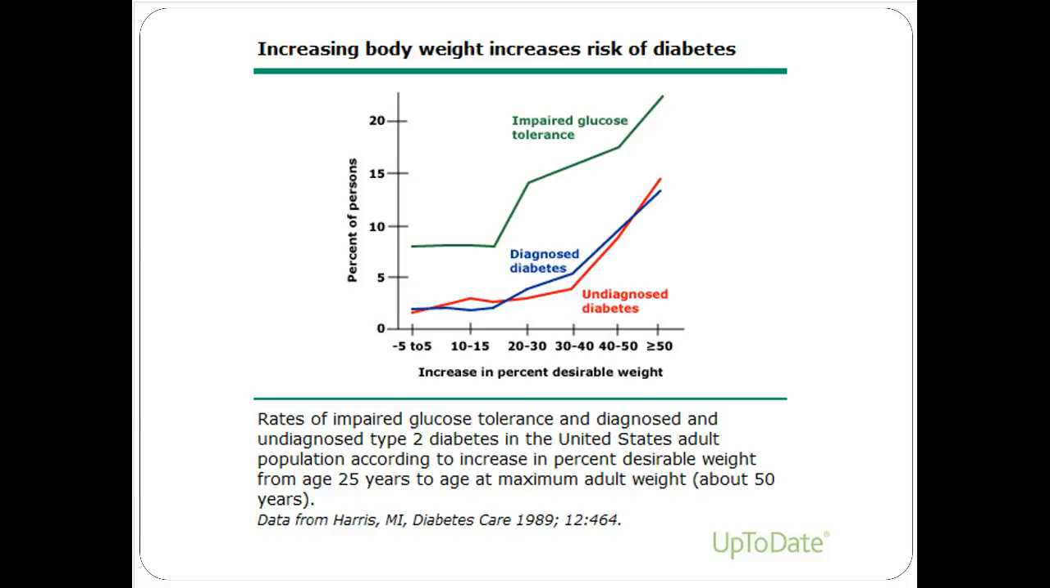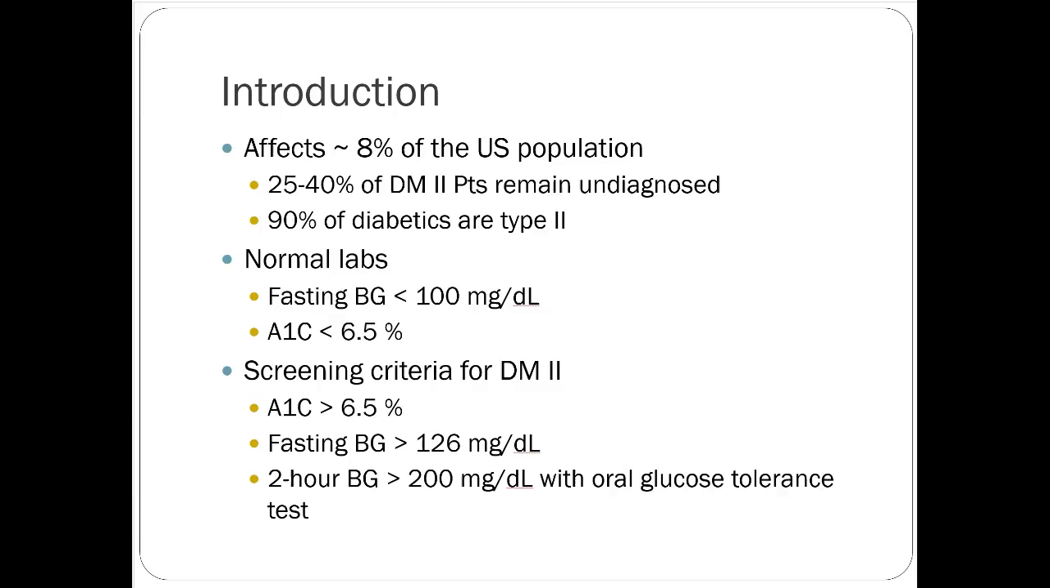This is just a chart that talks about body weight and increased risk of diabetes, in case you're curious. So diabetes as a total disease, type 1 and type 2 together, 8% of the US population is affected, which is quite a few people. So of course, this is going to be something you're going to see very regularly in your practice, especially if you work primary care. This is kind of going to be your bread and butter, along with blood pressure and cholesterol management.